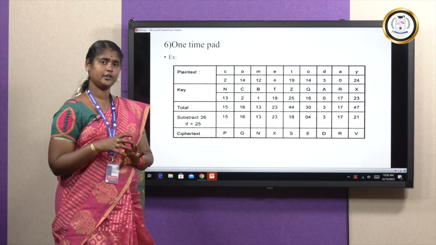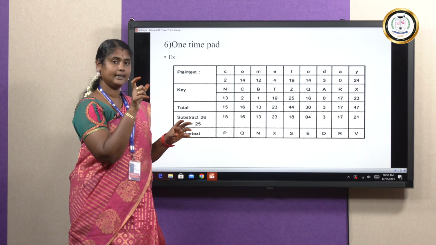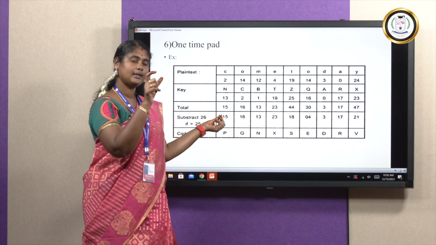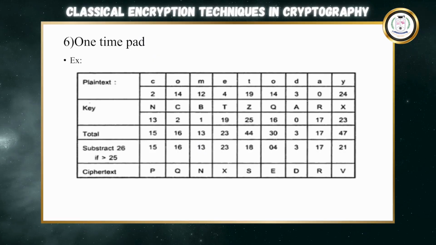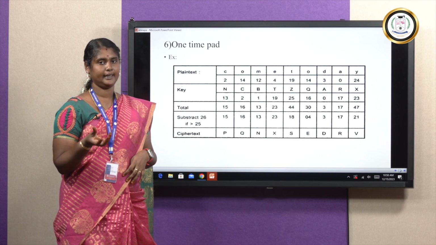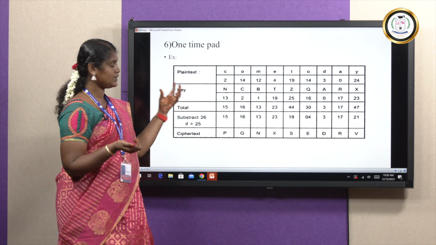So next what we need to do is, in that number position, what letter we are having. So in the 15th position, what letter we are having? P. In the 16th position, what letter we are having? Q. So like that we need to find out and make the ciphertext, that is your encrypted data. So that is a one time pad.